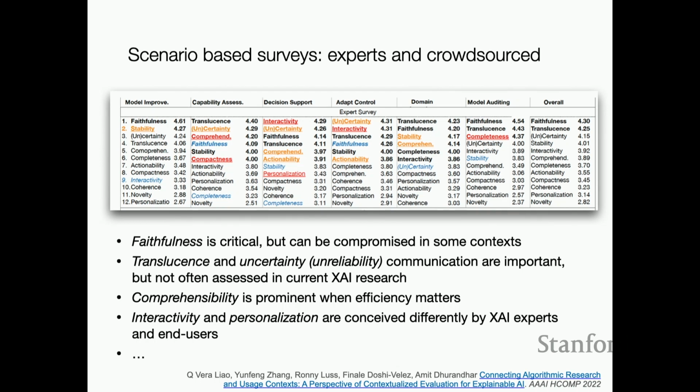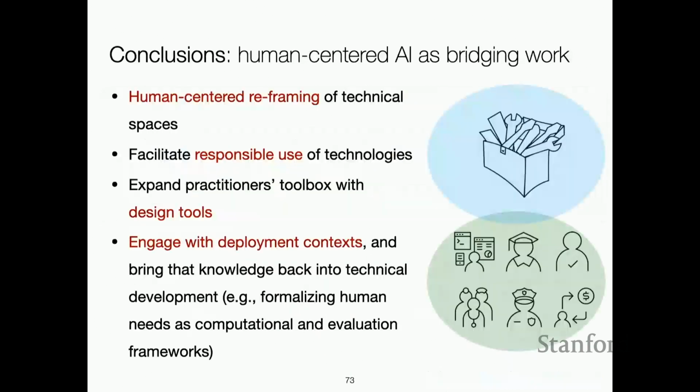For example, again, for decision support, people care about this unreliability and uncertainty communication, but we don't have a good metric to evaluate that. So I'd like to conclude my talk with some personal lessons learned from working in this in-between space of algorithms and user experience, especially by working close to practitioners.